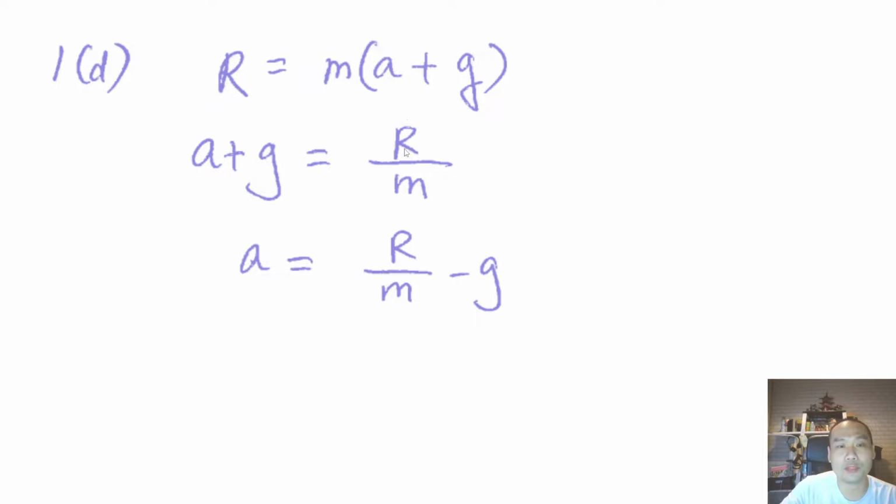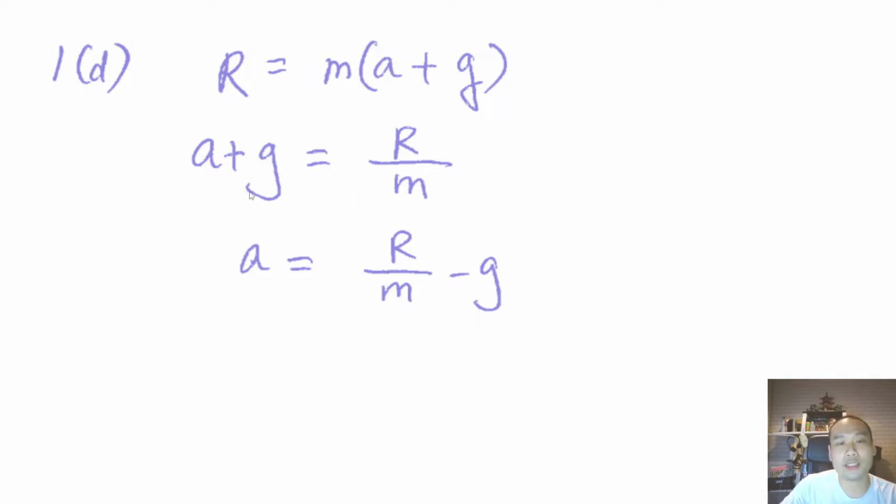That's what it means by making A the subject. So I can just divide both sides by M, and so we have R over M equals A plus G, right? Of course, left hand side equals right hand side equals left hand side. We can always switch them around. So I write it in this manner because I want my A on the left hand side. It's cleaner and neater for me, right?